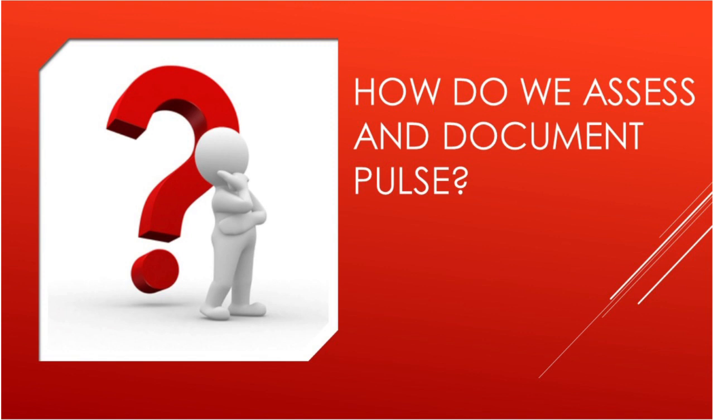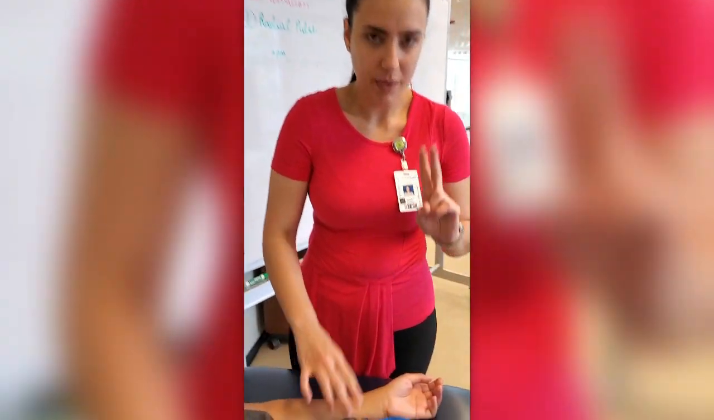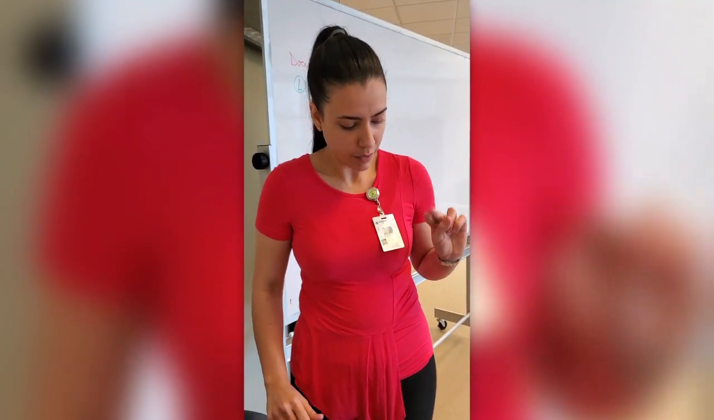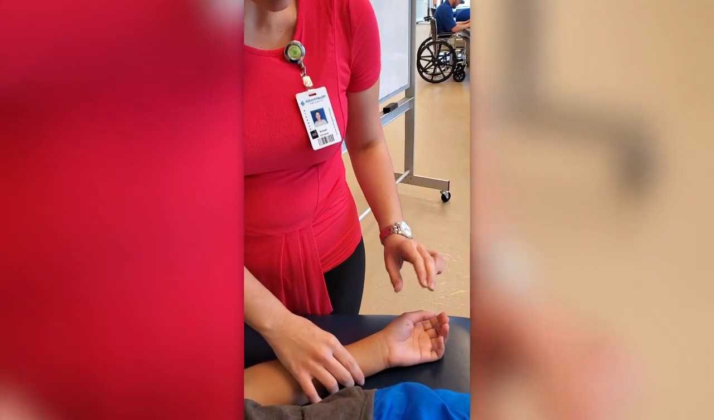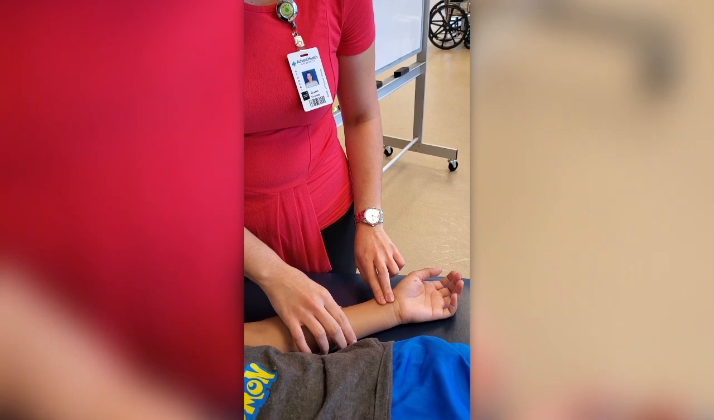So in the following part of the video, I'm just going to demonstrate how to assess and document pulse. I'm going to demonstrate how to take the pulse. So we place the index and the middle finger in the area where we want to find the pulse. So we're going to do the radial pulse. It's going to be in this area here.